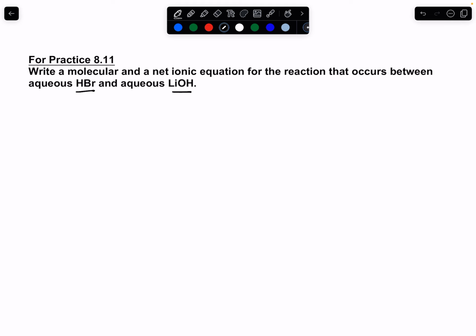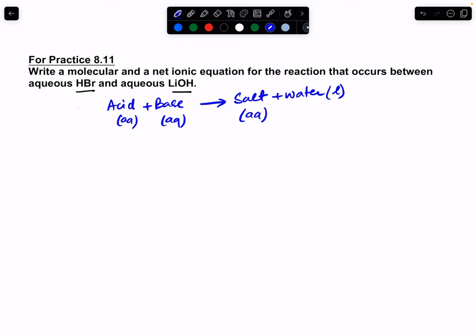So the neutralization reaction between an acid and base always produces salt and water, okay? So we can write it out this way: an acid plus a base always gives you a salt plus water, okay? And the water component is actually a liquid. Everything else is going to be in aqueous form, okay? So that's going to be AQ, that's AQ, and that's AQ, okay?